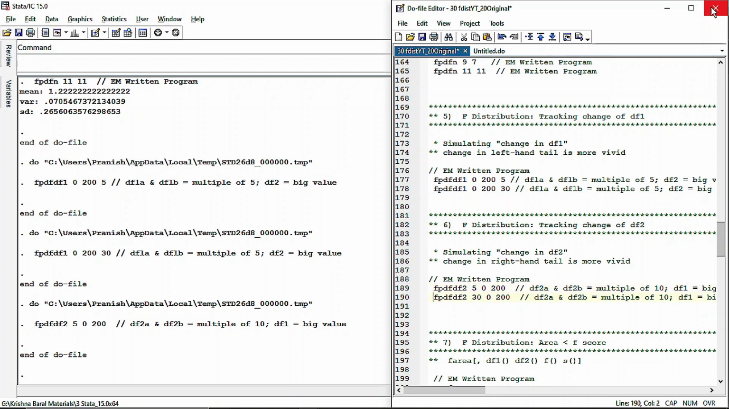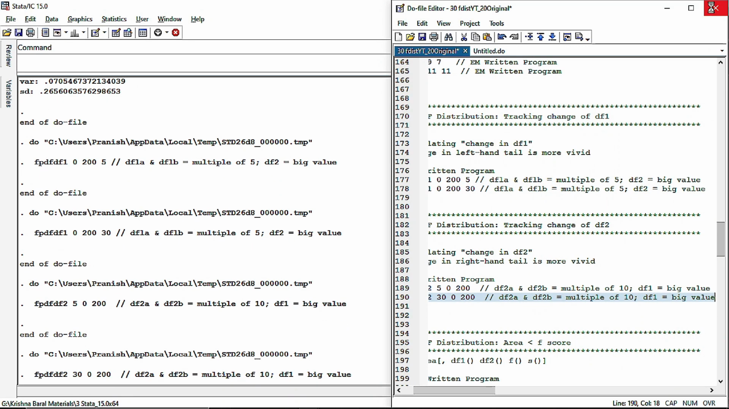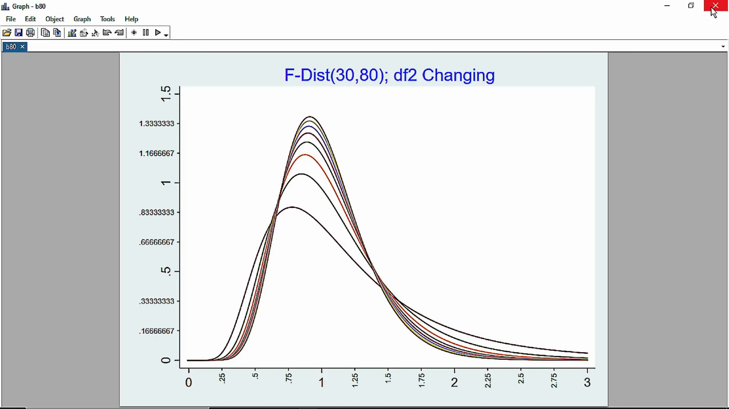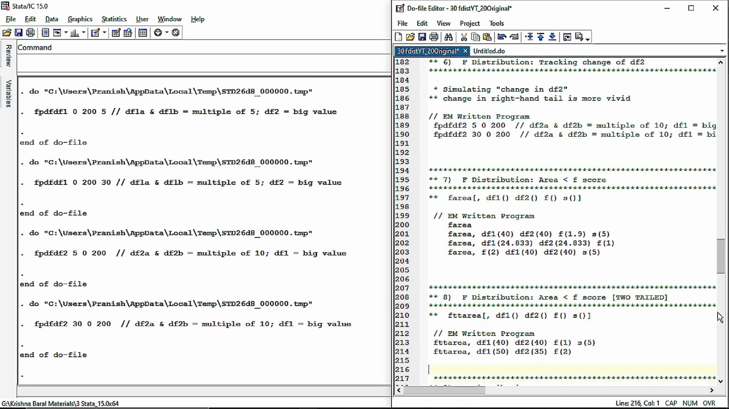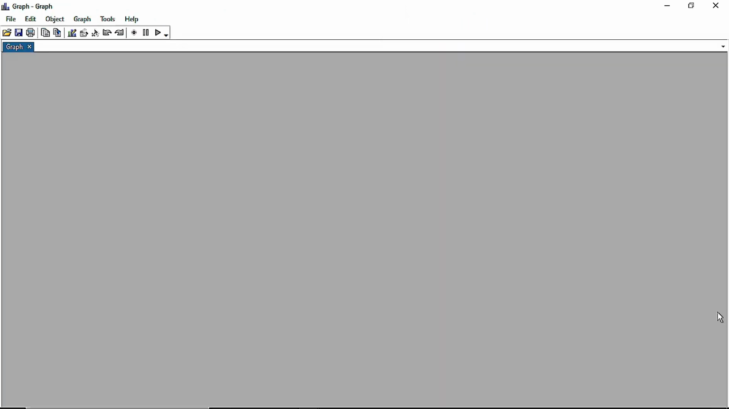Now let us see for the degrees of freedom 1 30 and degrees of freedom 2, we are going to increase from 0 to 200, that increases at the rate of 10. Now let us see the area graph. This is useful for hypothesis testing, and this is a program written by Econometrics Melody.